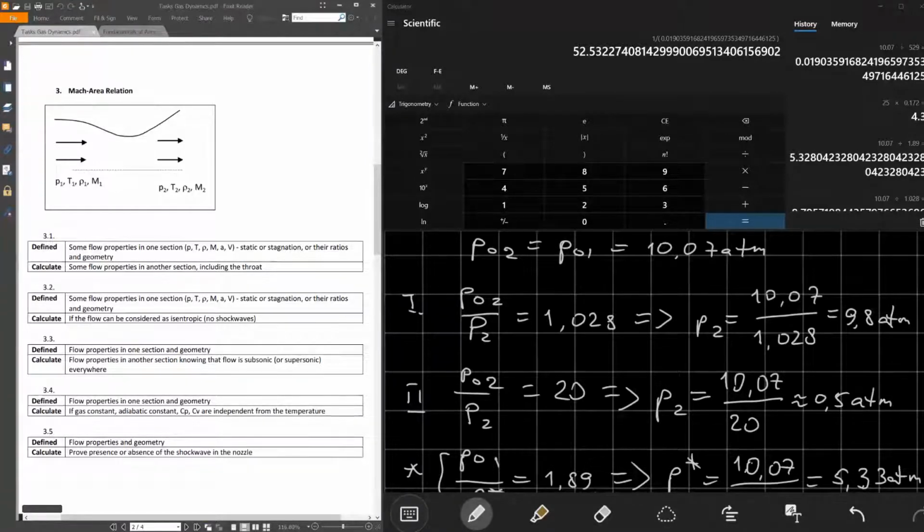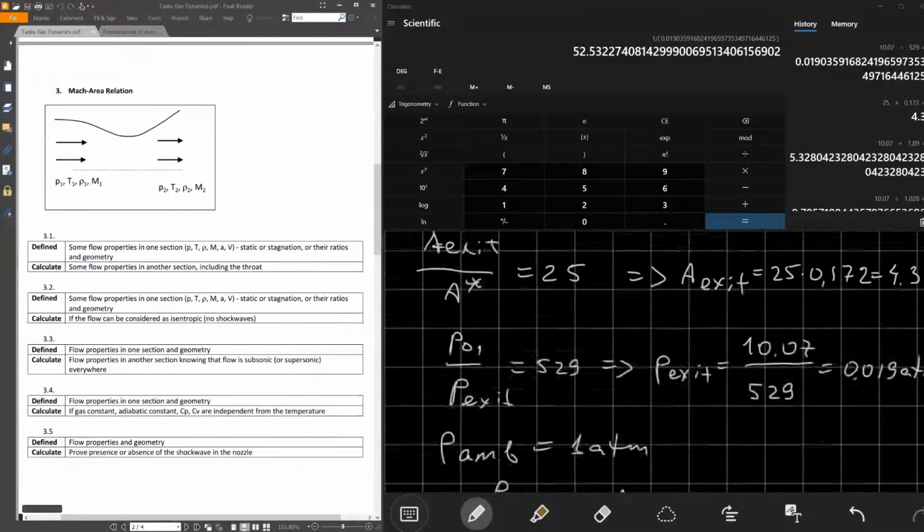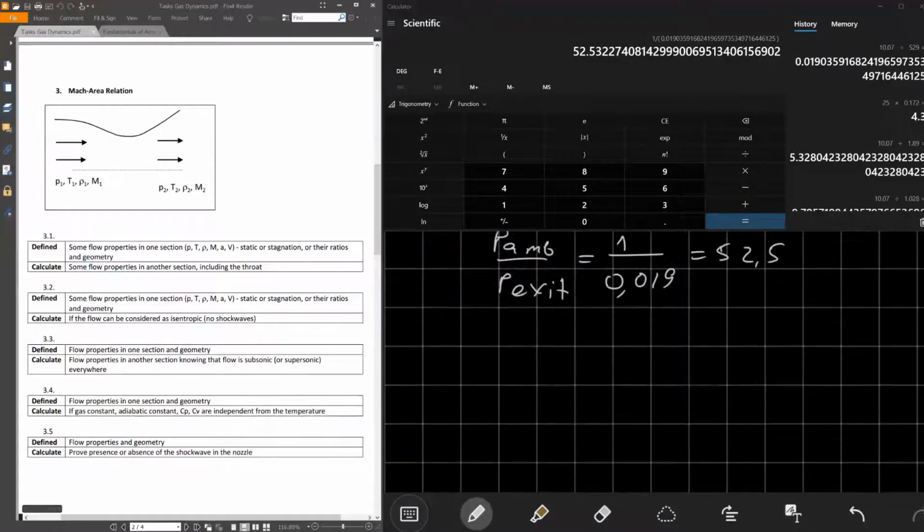Okay, question 3.4. You have flow properties on one section in geometry. Calculate if the gas constant, the adiabatic constant, Cp, Cv are independent from the temperature. This question is related to the chapter on hypersonic flow, which tells us when flow can be considered as having constant adiabatic parameter, Cp and Cv, and when not.